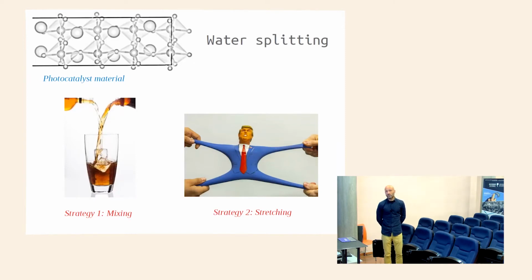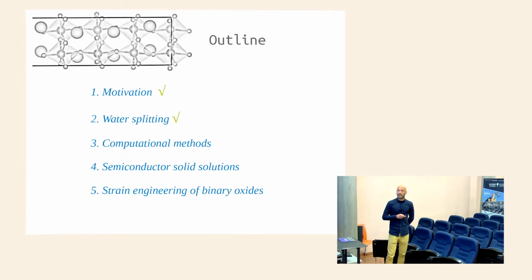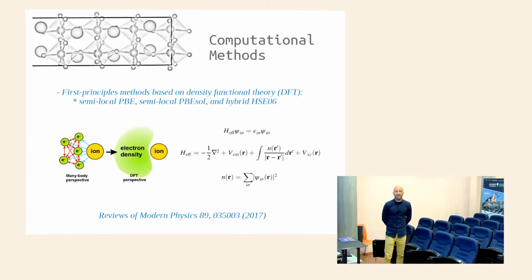And I'm going to try to convince you that, in fact, both of these two strategies can be quite successful in improving the photocatalytic properties of already known materials, right? Of already known photocatalytic materials. Okay, so I've already explained the motivation for my work. I've already explained what the water splitting reaction by means of photocatalyst materials consists of. Now I'm going to give you a very short description about the methods I've been using in the works I'm going to be talking about, right?